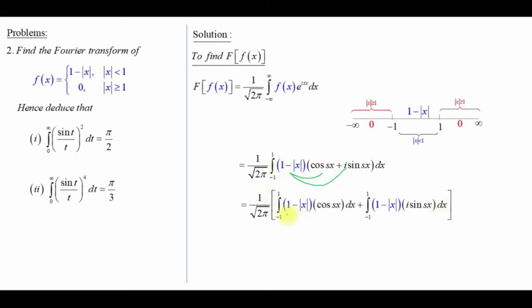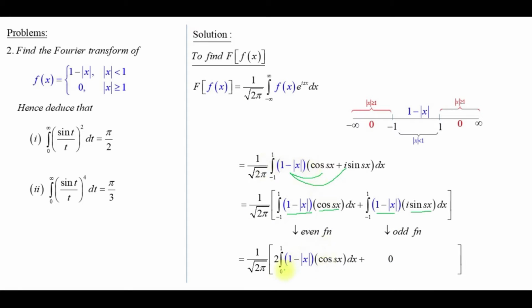So this is an even function, because mod x is an even function and cosine is also an even function. So even and even is an even function. Therefore, for an even function, this can be written as 2 times integration 0 to 1. Next, this is an even function, but sine is an odd function. So even and odd is an odd function. For an odd function, the value of integration minus 1 to plus 1 is 0. Therefore that value equals 0.